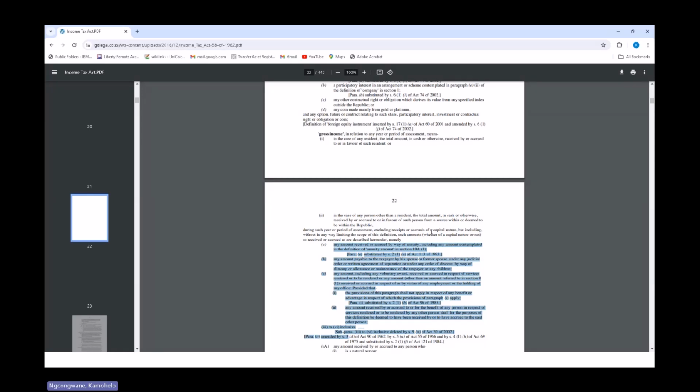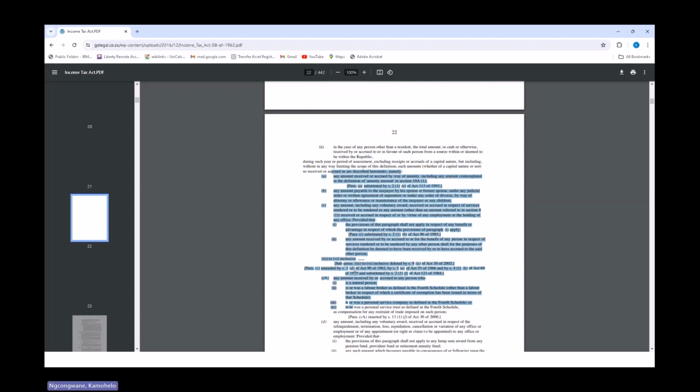So you go through your process of determining, is this gross income? Is this something that relates to a resident? Is this a total amount in cash or otherwise received by, accrued to, or in favor of, in a year of assessment? And you get to the point where you decide, actually, this is of a capital nature. Once you reach that point where you're saying, I'm not including it in gross income because it's of a capital nature, this part of the gross income definition says, if what you've determined to be of a capital nature is one of these that is included hereinafter, you will include it in gross income.